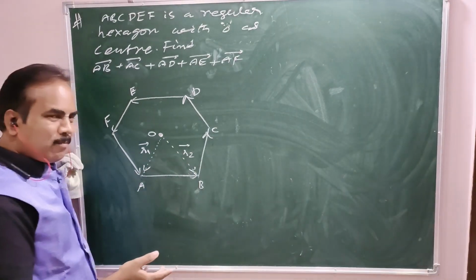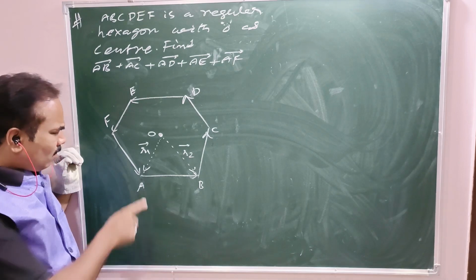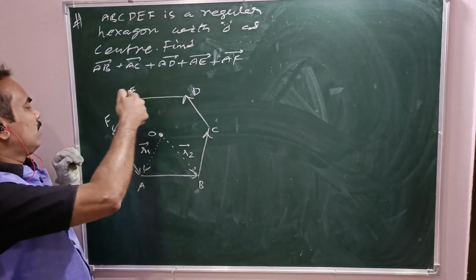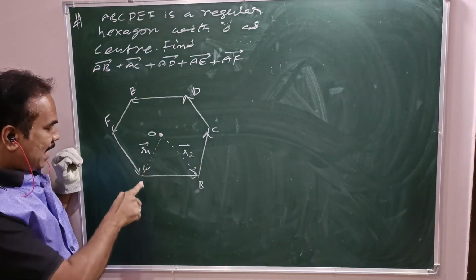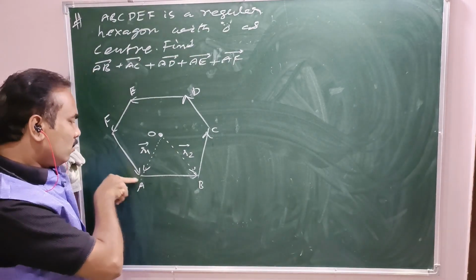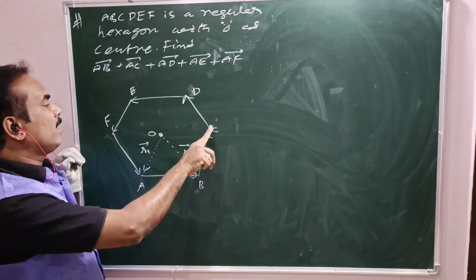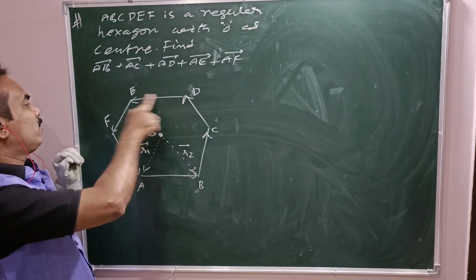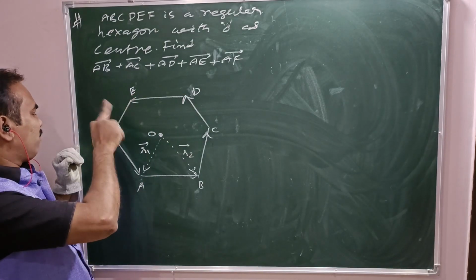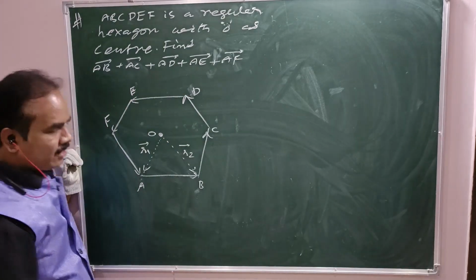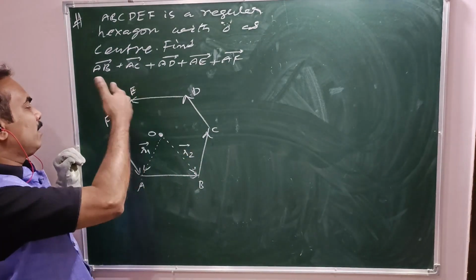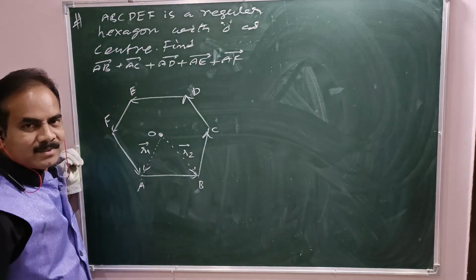Suppose, as an example, one particle moves along this regular hexagon from point A to point B, again from B to C, again from C to D, again from D to E, from E to F, and finally from F to A, like that. See, this is the path followed by one particle, right?